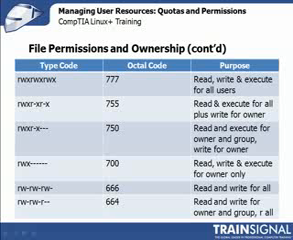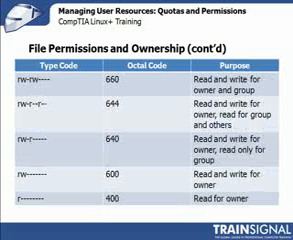The next, with octal code 755, has read, write, and execute for owner, read and execute for group, and also for world. 750 represents read, write, and execute for owner, read and execute for group, and no permissions for other. 700 represents read, write, and execute for owner, and no other permissions for other or group. 666 represents read and write for all. 664 is read and write for owner and group, and read for other.